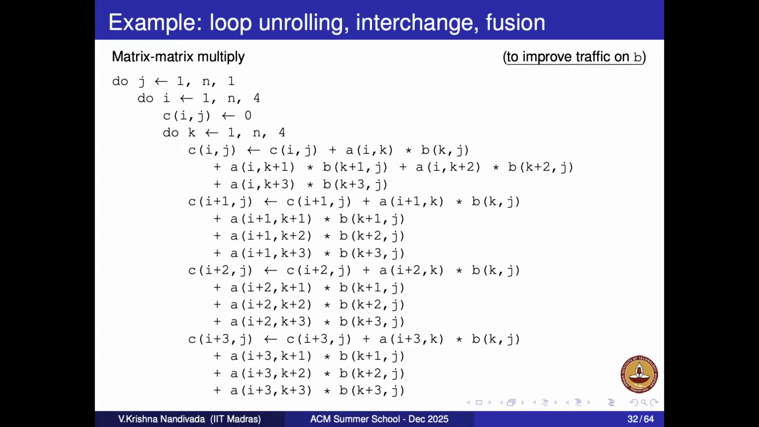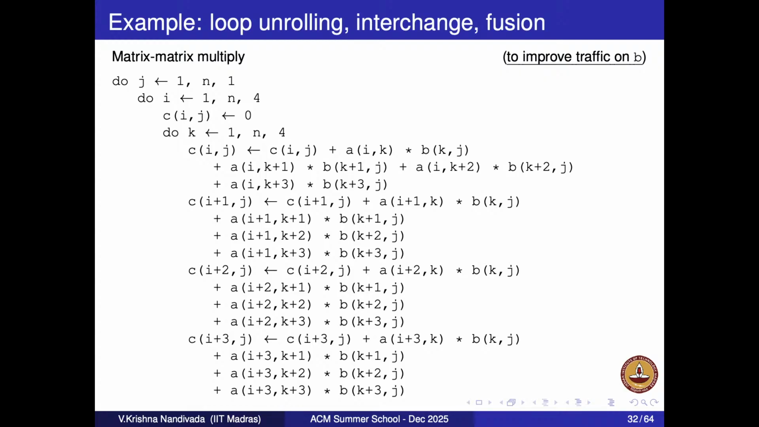The bodies are independent. I can do loop fusion. Similarly, I can fuse this and this also. Once I fuse all the 4, this is what I get. Inside the do K loop, S I, S I plus 1, S I plus 2, S I plus 3. What did I do? I did loop interchange, loop unroll, and loop fusion to get this.